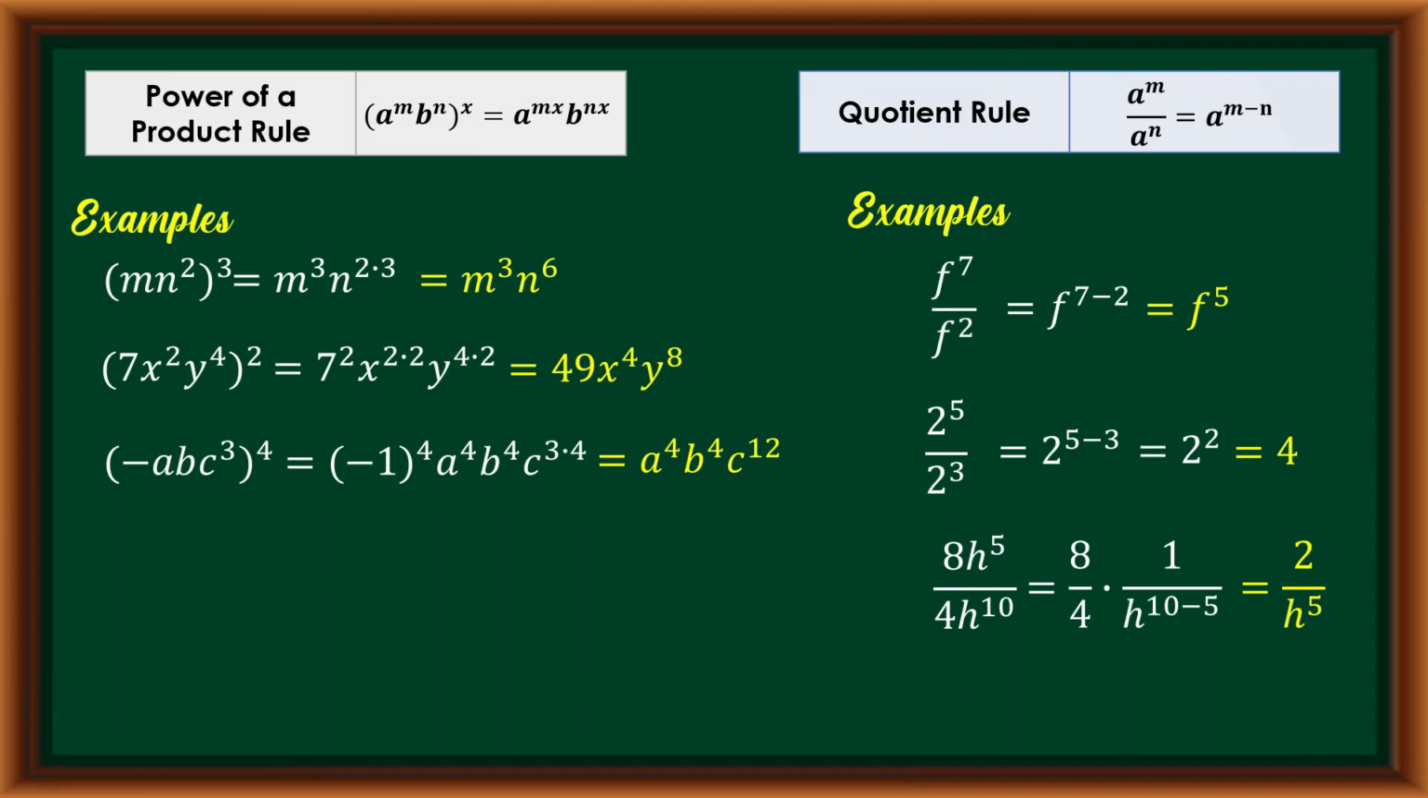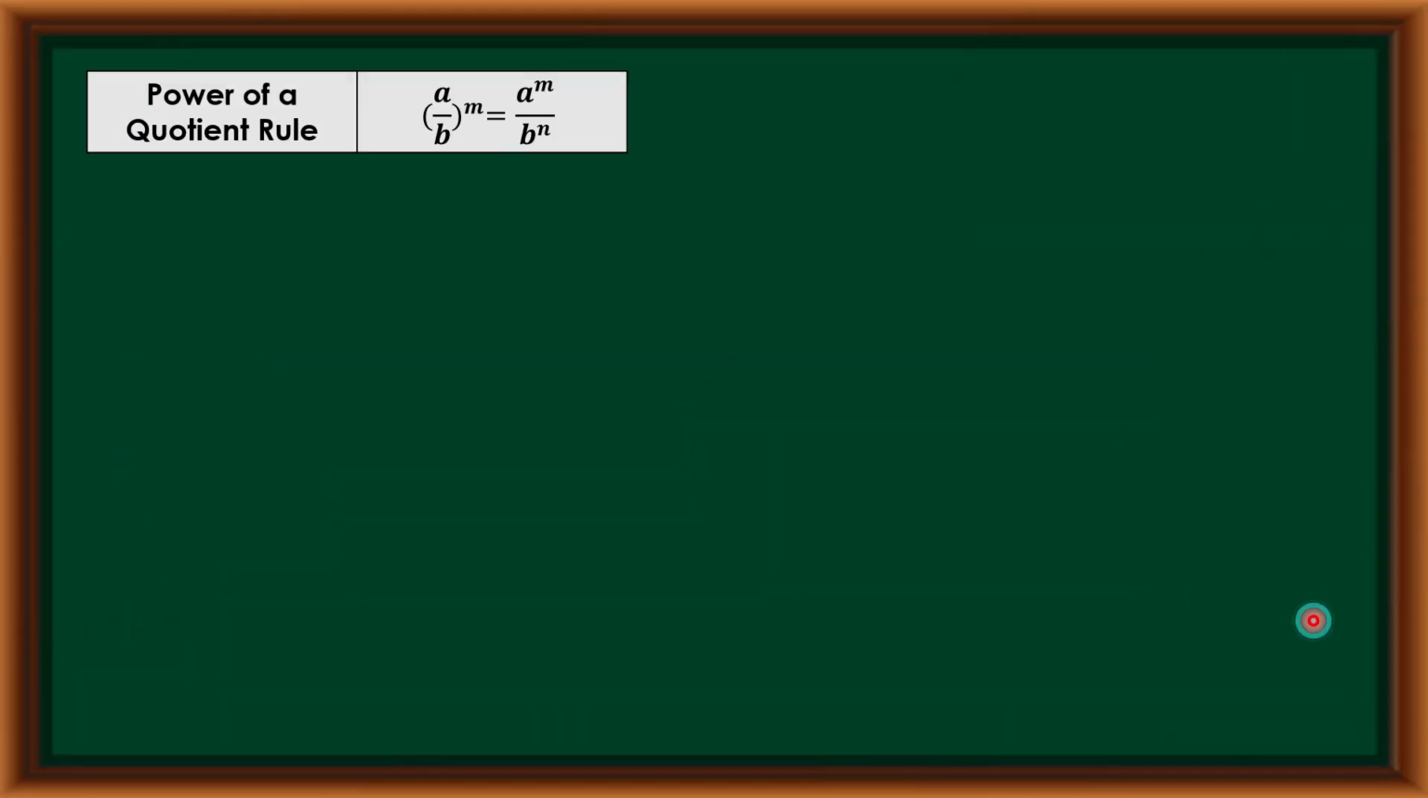So let's have our fifth rule, the power of a quotient rule. In the power of a quotient rule, we have this example in which we have a over b raised to m, in which the exponent is outside the parentheses. So we have a raised to m over b raised to m. So let us have the following examples.